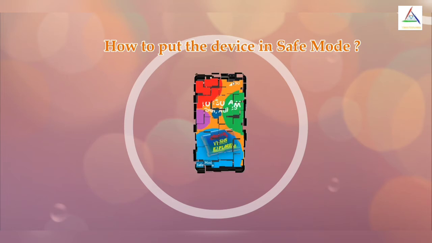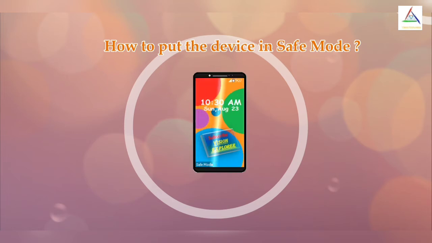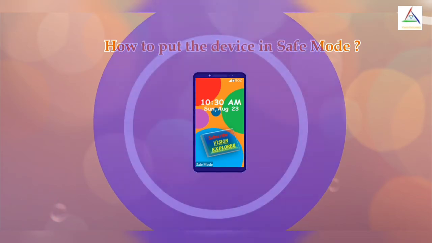And some devices may get into safe mode by pressing the power button, then pressing and holding the power off icon, and then pressing the safe mode icon.